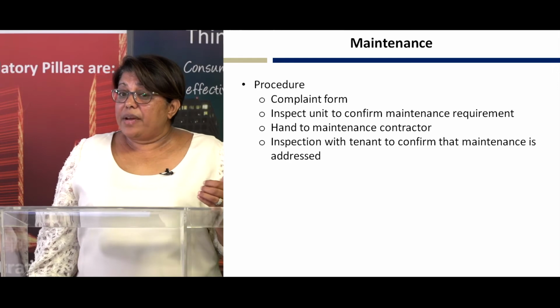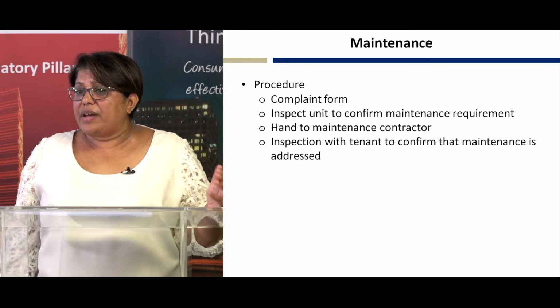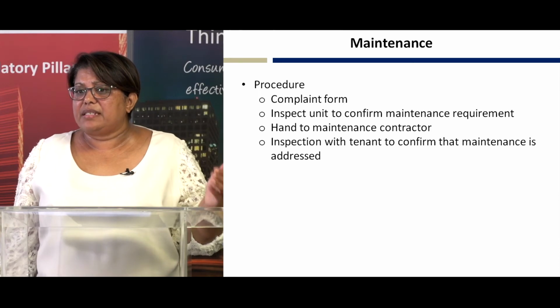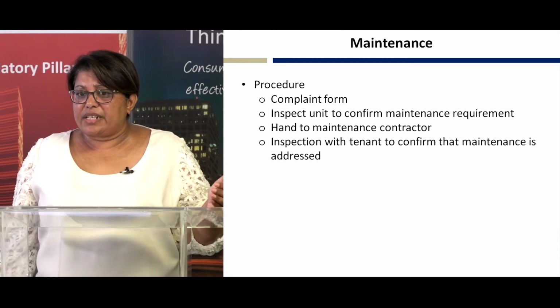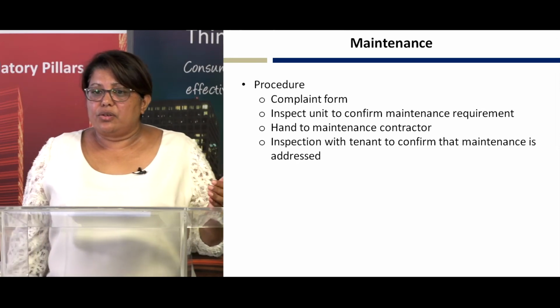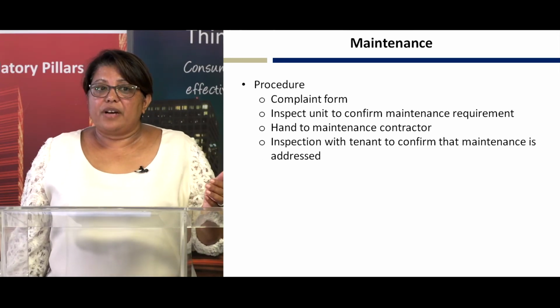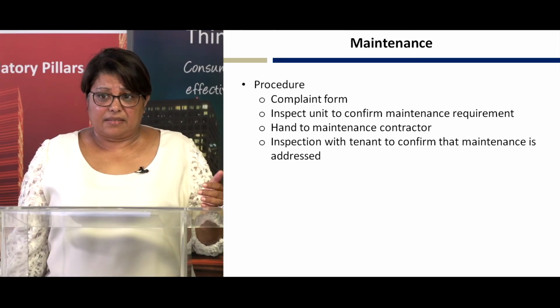The procedure for maintenance would really be a complaint form, an inspection of the unit to confirm what the exact maintenance requirement is. You need to get your maintenance contractor to deal with the maintenance, and then once the maintenance has been undertaken, you need to do an inspection together with the tenant to confirm that the maintenance was addressed.